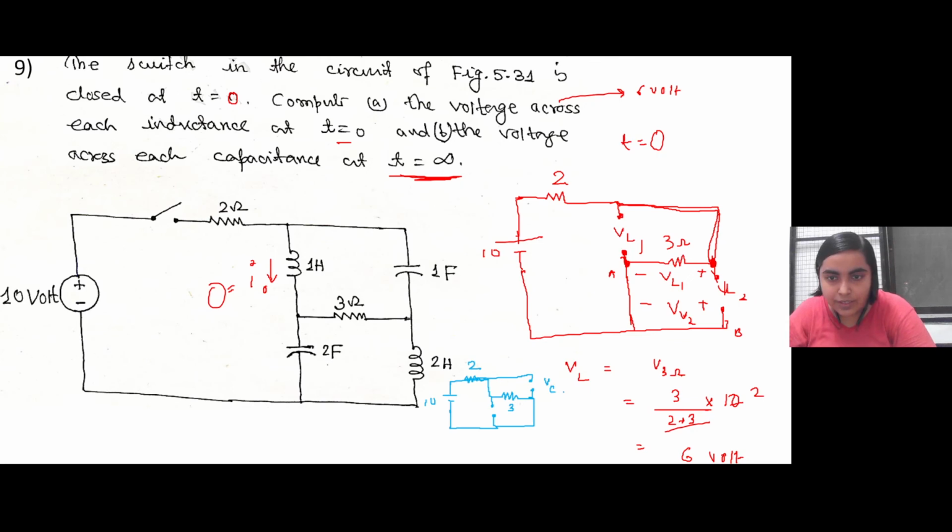If you consider VC1, you will see it is the voltage drop across this particular resistance. Similarly, VC2 is also the voltage drop across this resistance because these two nodes are the same, right? So VC1 and VC2 are both the voltage drop across this 3 ohm resistance. So Vc will be equal to V3 ohm. Now V3 ohm, we have calculated earlier by the voltage divider rule, is 6 volt. So at time t equal to infinity, the capacitor will be charged and a voltage of 6 volt will appear across each capacitor. Is this clear?